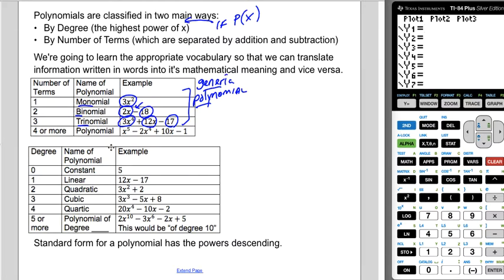And you've seen that a little bit when we talked about factoring. We learned how to factor special binomial patterns. We learned how to factor quadratic trinomials. So speaking of quadratic trinomials, here are terms based on the degree of a polynomial.